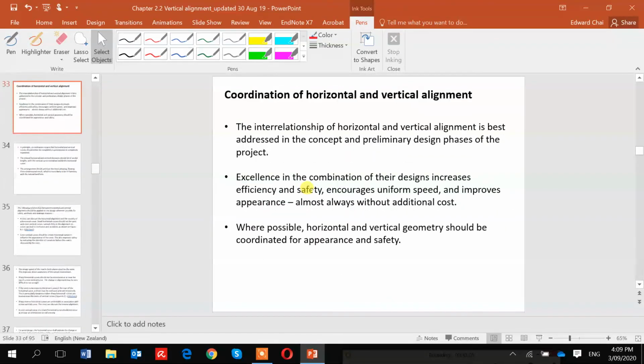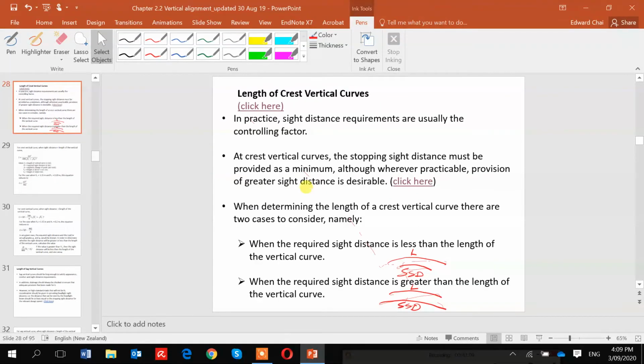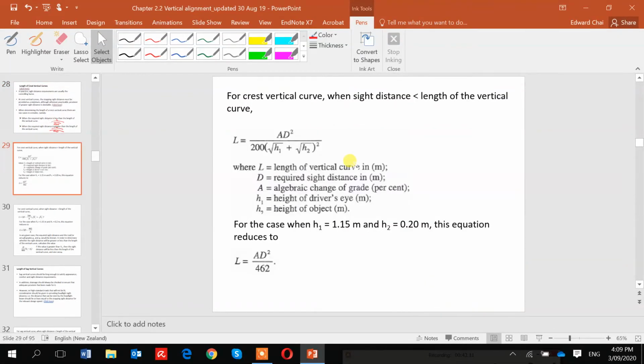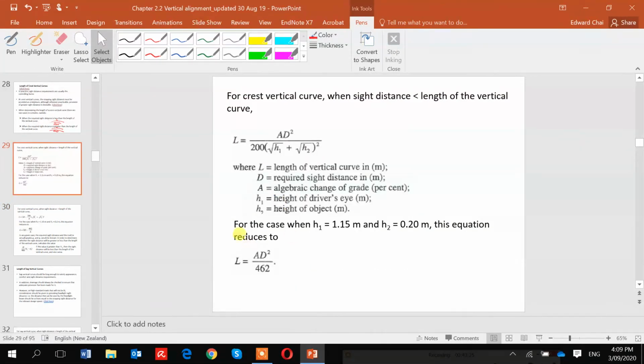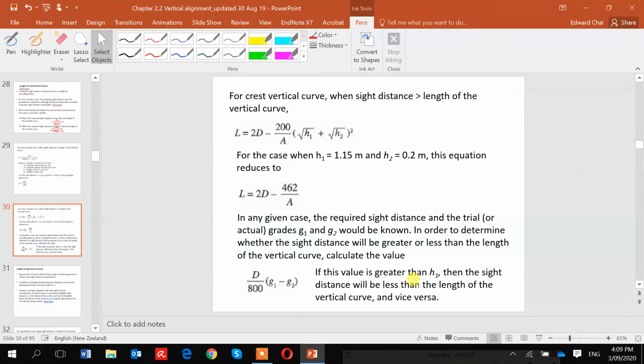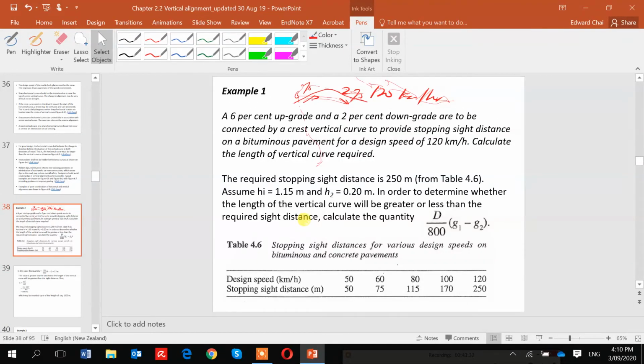Just now we looked at the crest curve. So we look at either this one or this one, and then how to decide that, we look at this expression. If it's more than h1, then we follow this one. If it's less than h1, then we follow this one.